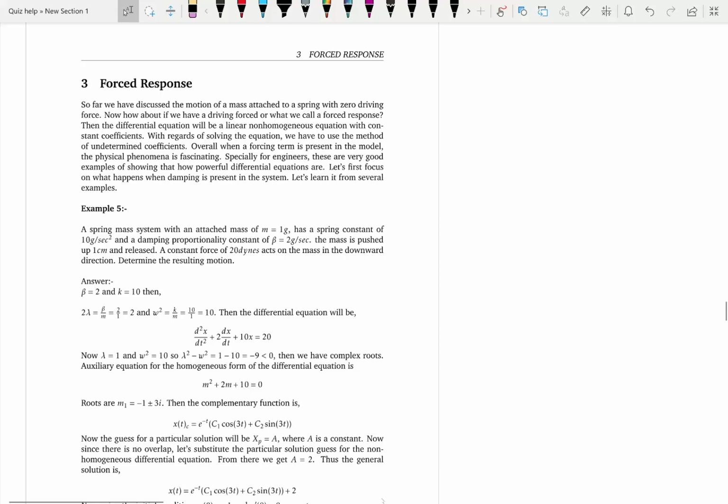That means what is the differential equation going to look like? It is a non-homogeneous differential equation, right? Alright, so let's understand this from an example.